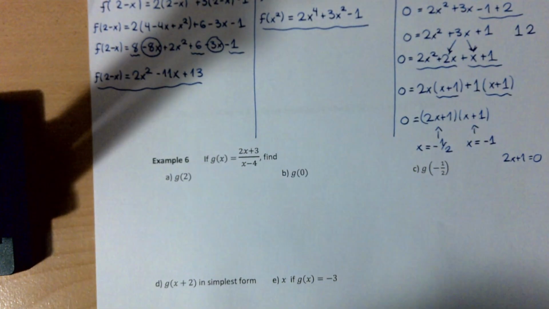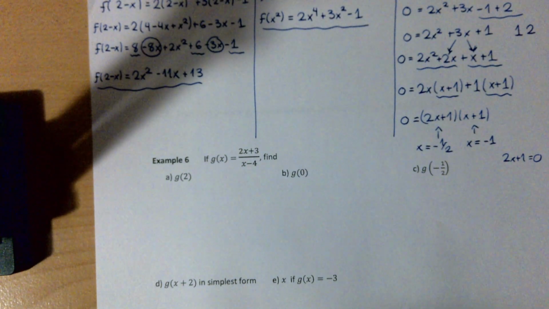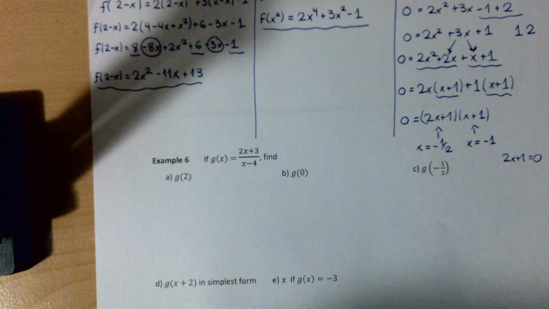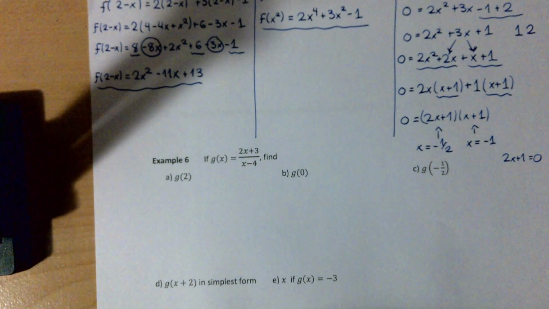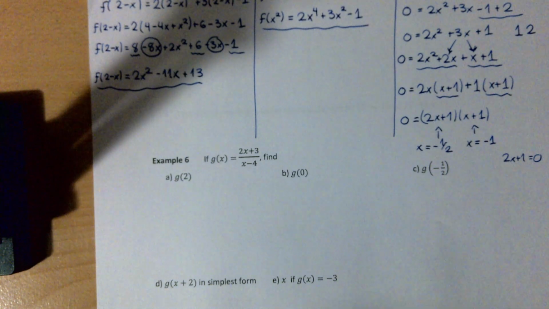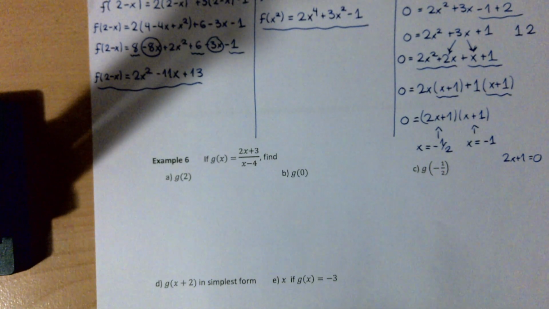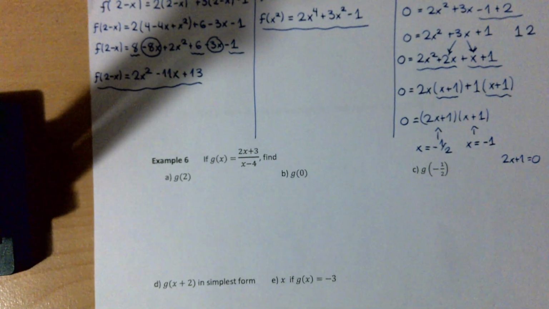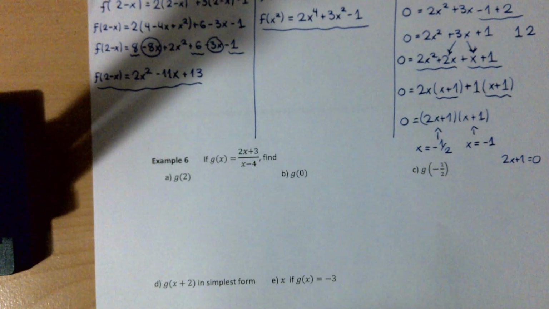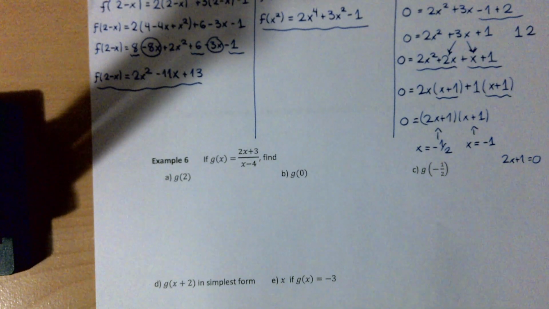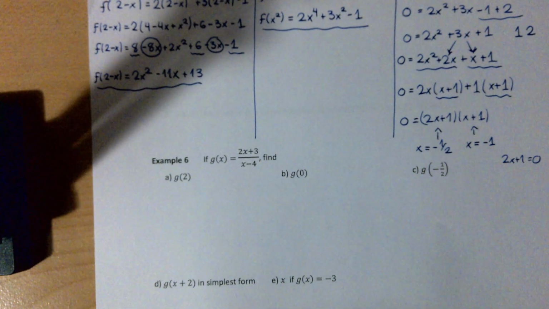So, if g of x is equal to that expression there, find g of 2 and g of 0. Now, it being g of x instead of f of x means absolutely nothing. It means the exact same thing. It's just the function's name is g instead of f. F is just used the most commonly because it's called a function, but when we have more than one function, we wouldn't call it f1 of x. We would just use a different letter instead.